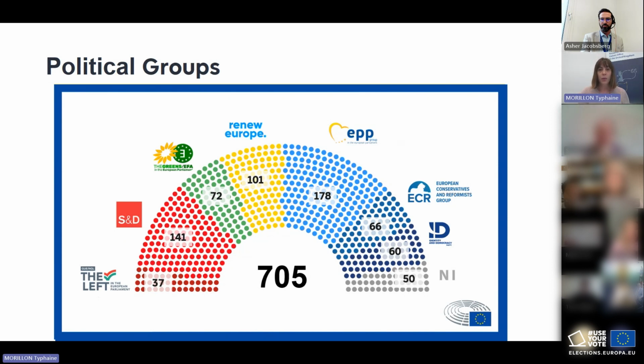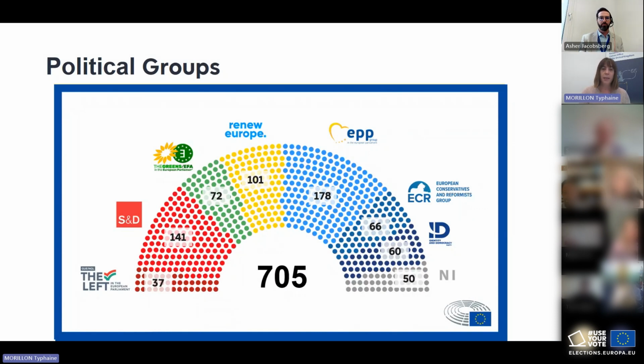So, as you know, we all vote for national political parties. So these names of the political groups probably don't ring a bell, at least to the citizens, because this is not what they put in the ballot box. So at the end, after the European elections, we'll have probably between 150 and 200 different political parties, but they sort of naturally gather within political groups.